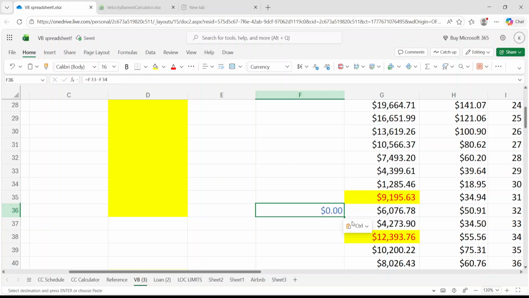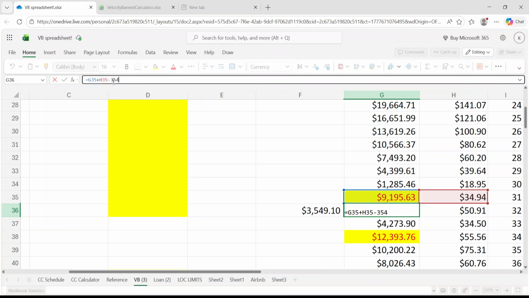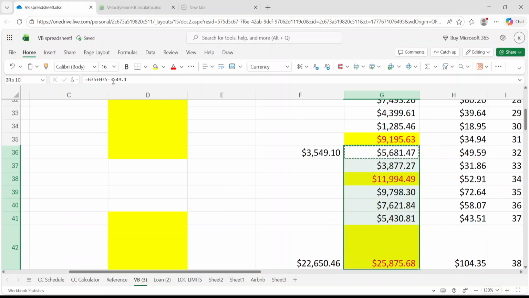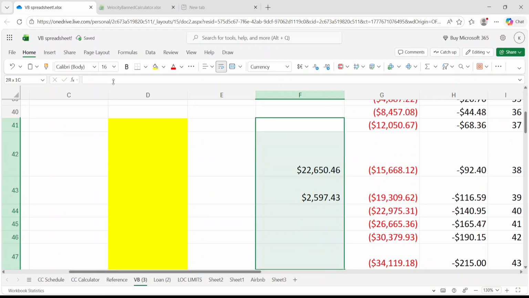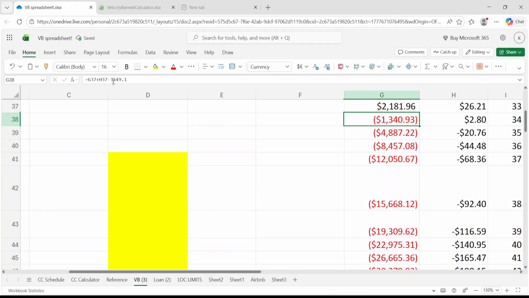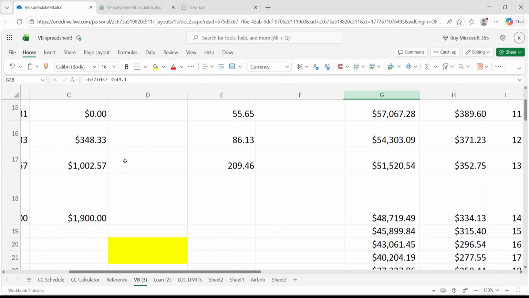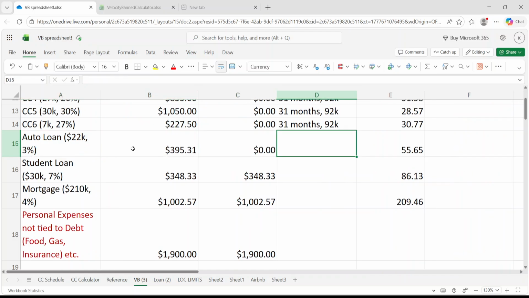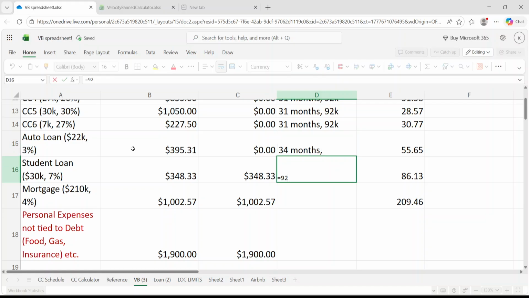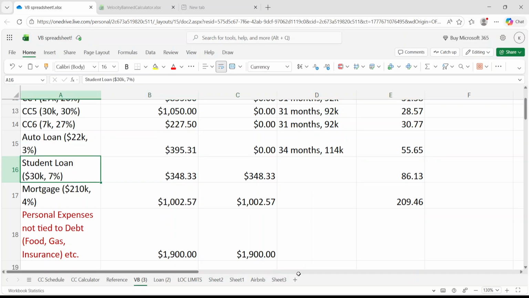Yeah, let's go ahead and copy and paste that. And then that'll be 3,549.1. Okay. All right. So now at 34 months, we have our auto loan paid off. So let's just write that right here: 34 months. And then that'll be 92 plus 22, 114K. And then we have our student loan and our mortgage. So let's figure out what the balances of these are at 34 months.